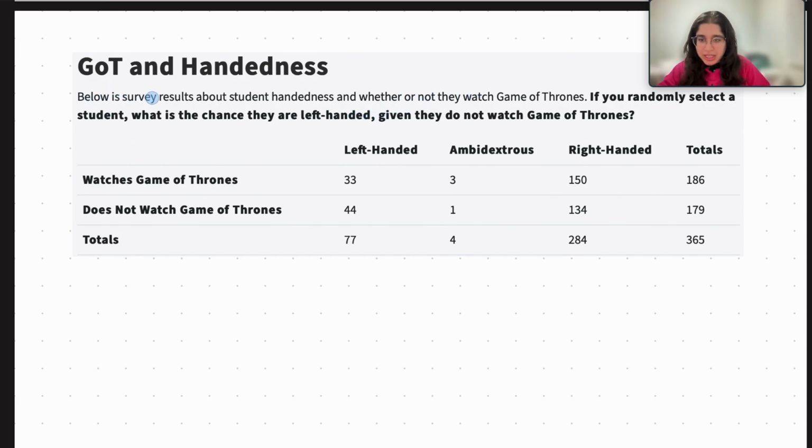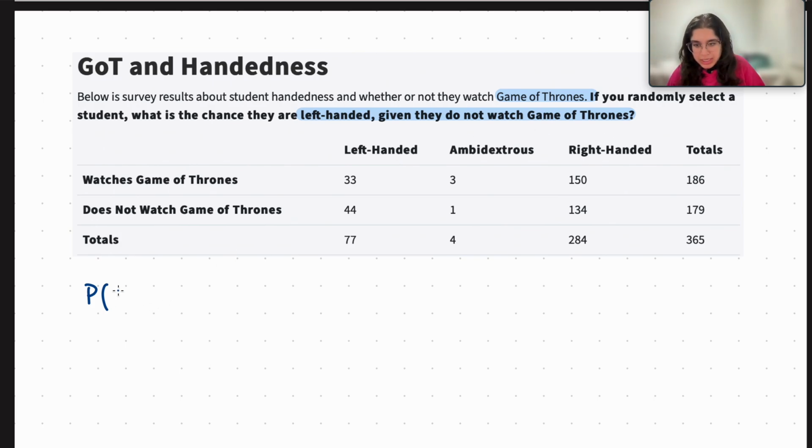So here I have survey results about student handedness and whether or not they watch Game of Thrones. If you randomly select a student, what is the chance that they are left-handed given they do not watch Game of Thrones? So this is a perfect example of a conditional probability question where we have the probability that they are left-handed given they do not watch Game of Thrones.